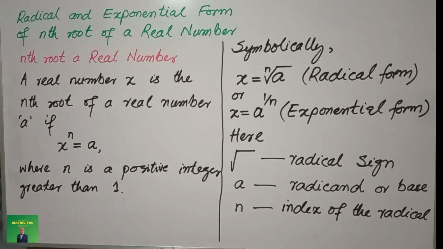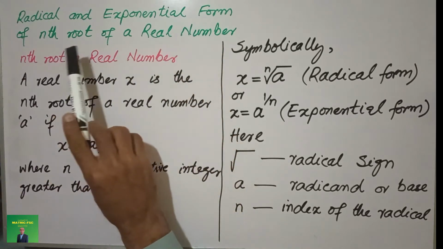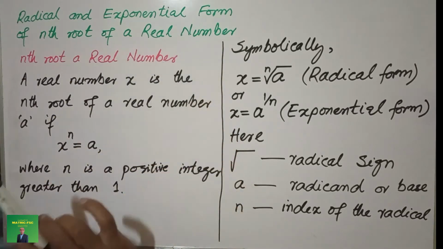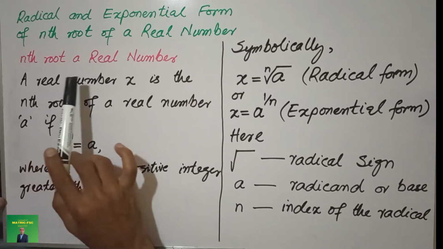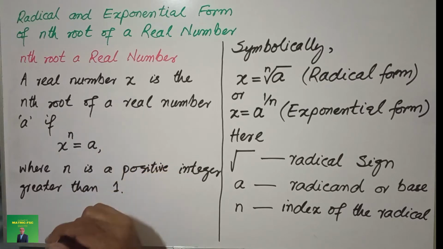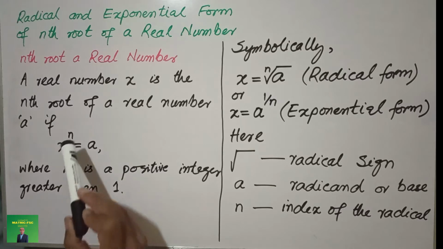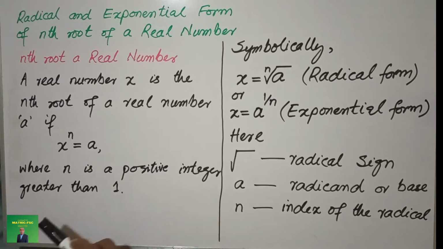In this video we will discuss the radical and exponential form of the nth root of a real number. First we define the nth root of a real number. A real number x is said to be the nth root of a real number a if x power n is equal to a, where n is a positive integer greater than 1.